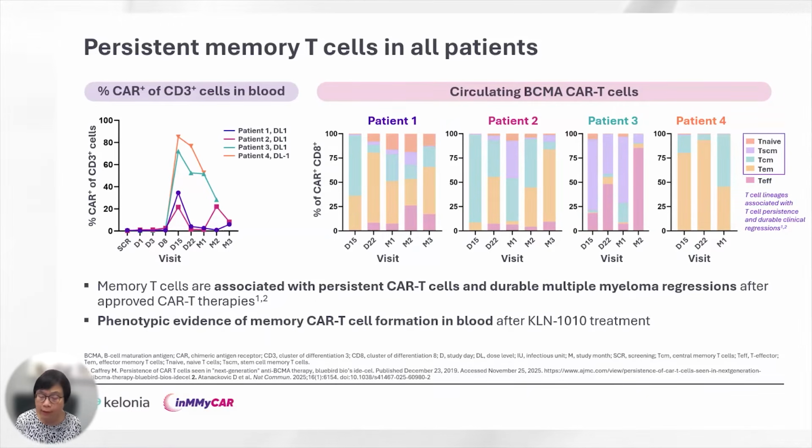And on the graph on the left, you can also see from plotting of the CAR T cells over time that the peaks were at day 15, but importantly, that in our first 2 patients, these CAR T cells persisted to month 3. They are also persistent in the bone marrow with the same memory phenotype.